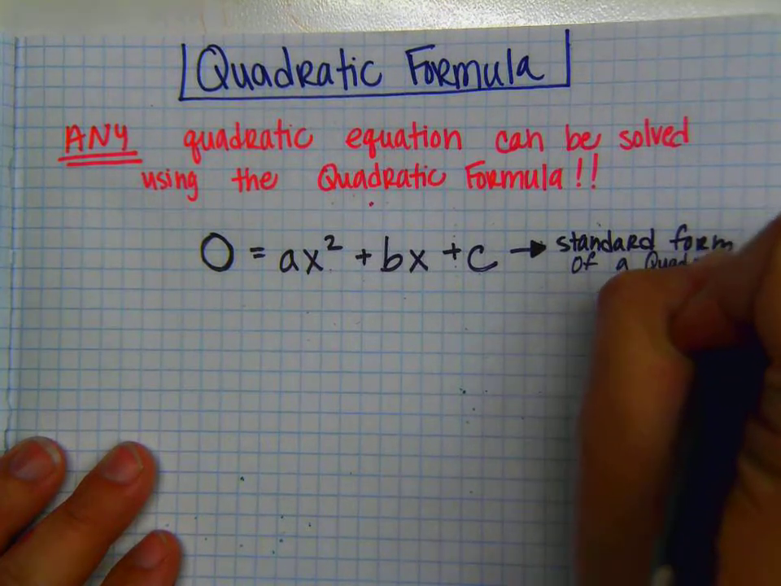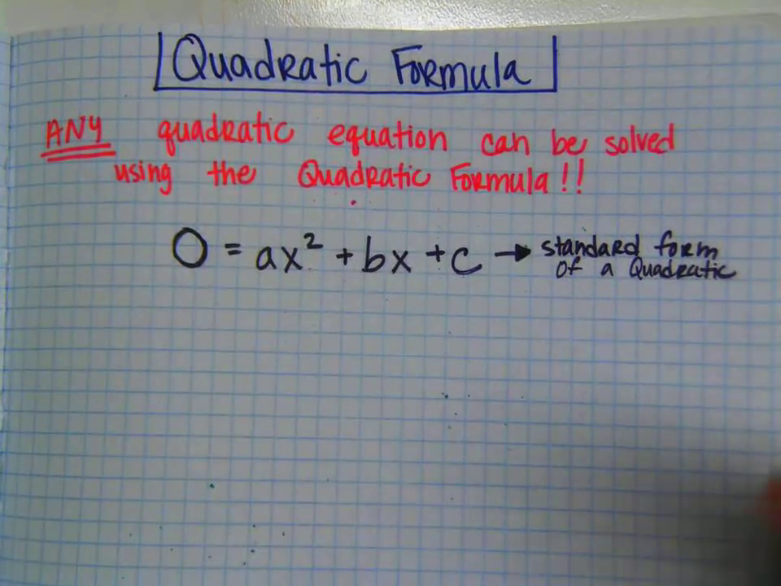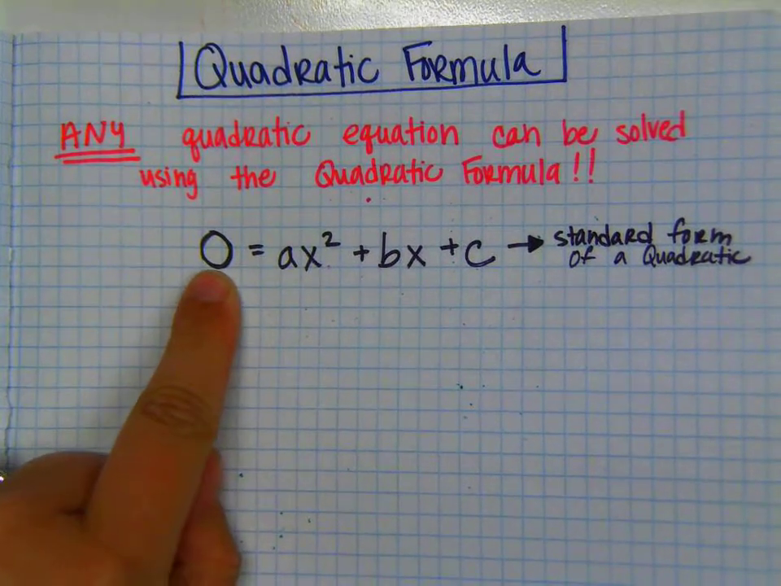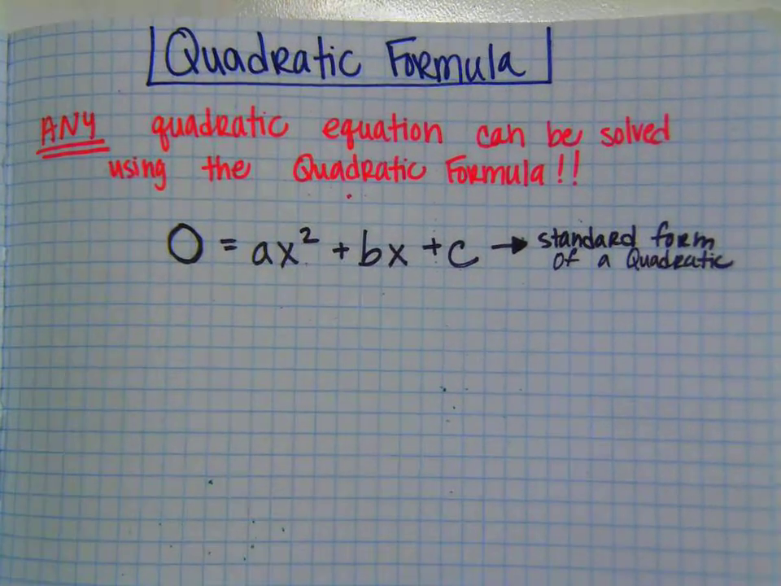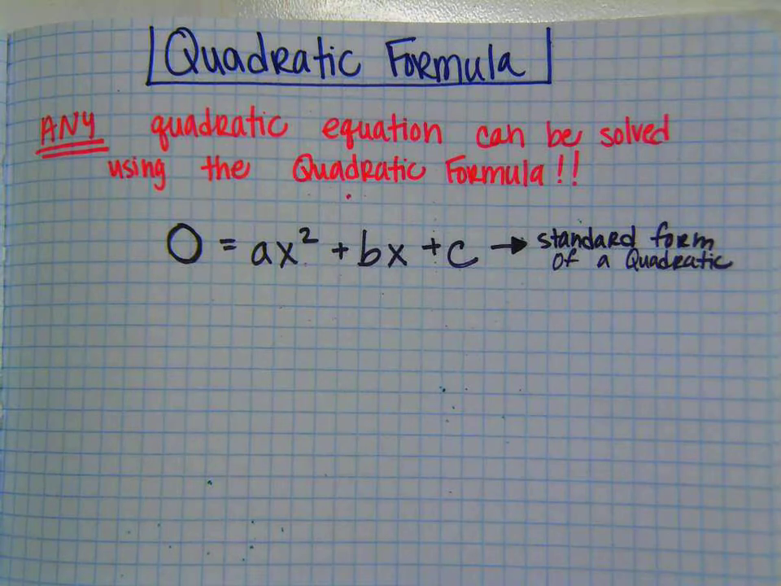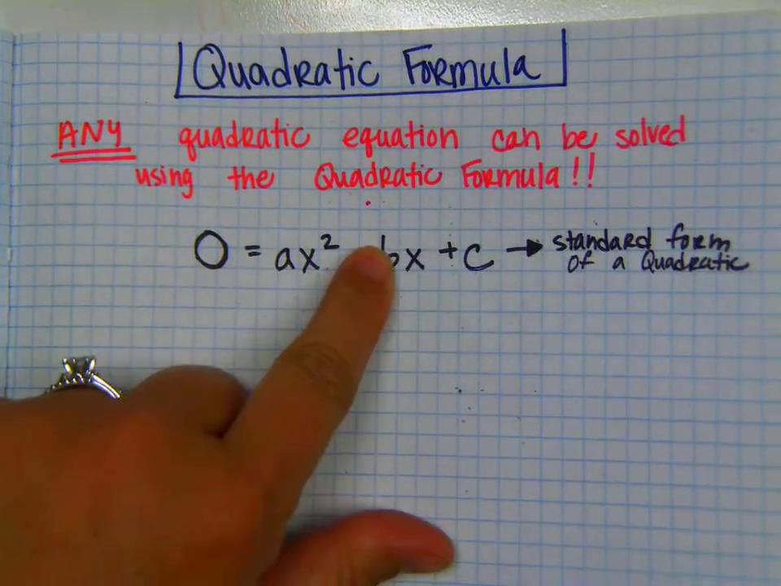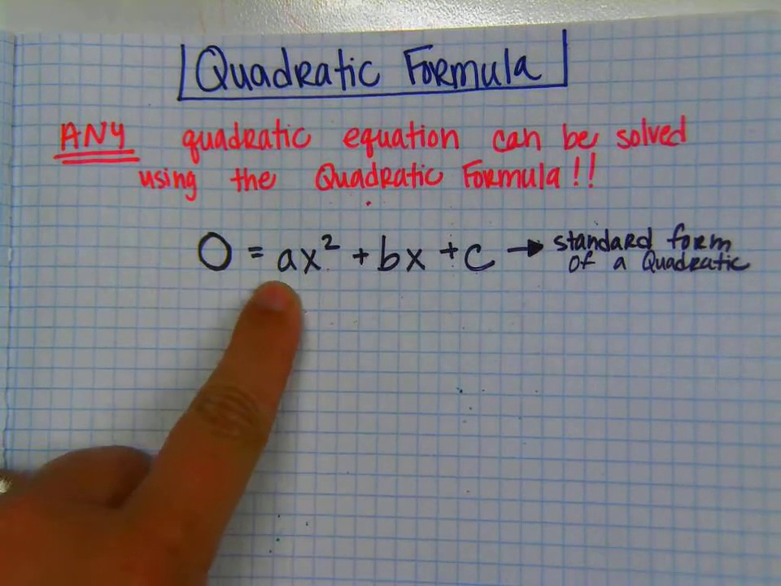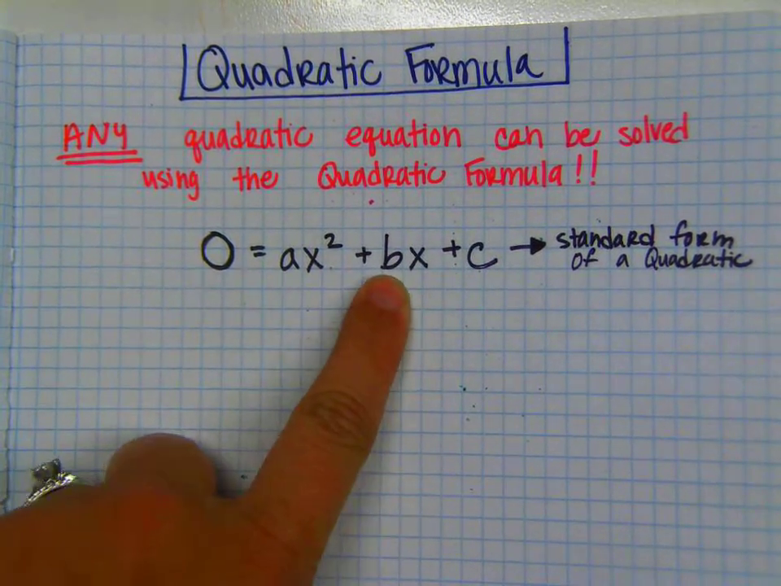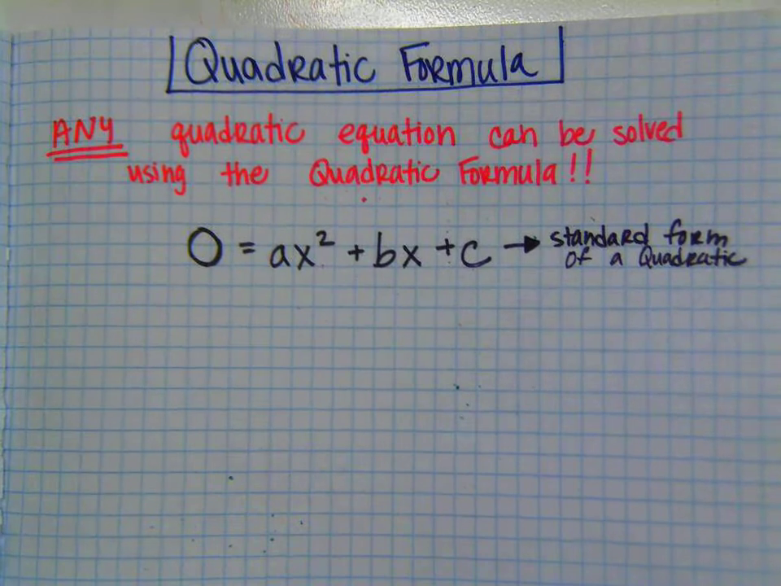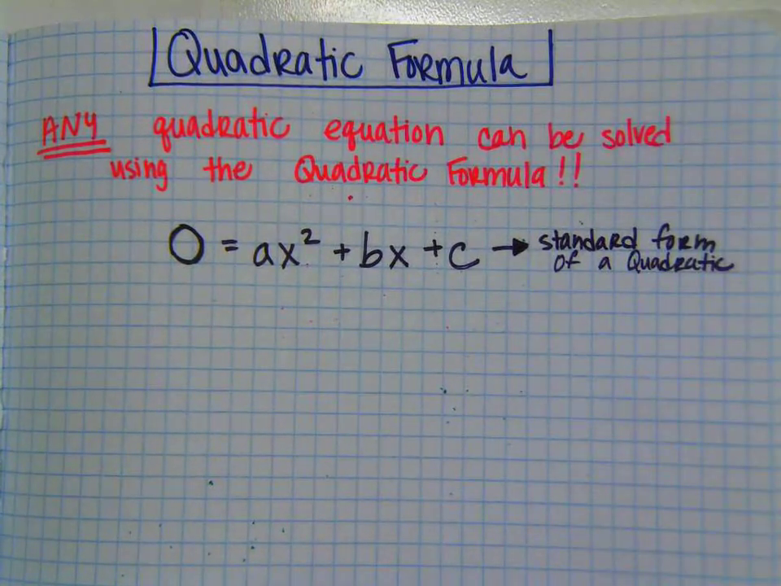And just like with the zero product property, we do need it to equal 0. Okay, the important parts of this are going to be the a, the b, and the c. The a always goes with the x squared, the b goes with the x, and the c is the constant. Okay, so what is the quadratic formula?